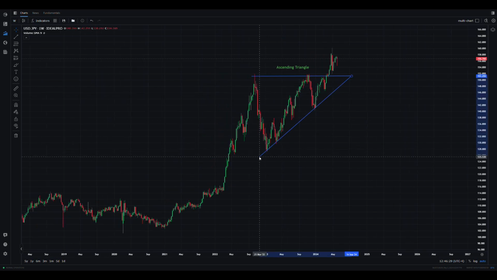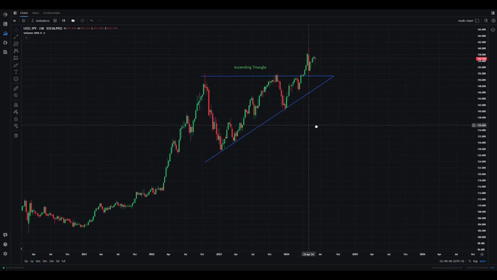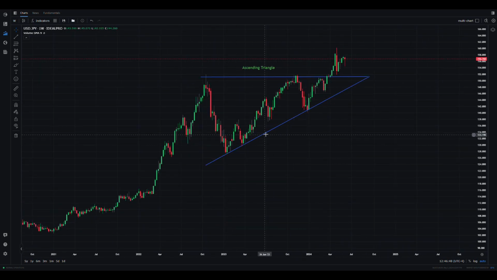The horizontal resistance line represents a price level at which selling pressure historically prevents the price from rising further. Each time the price approaches this level, sellers tend to enter the market, creating resistance. The ascending support line, on the other hand, reflects increasing buying interest as the price consistently makes higher lows. This ascending trend line indicates that buyers are becoming more aggressive and willing to step in at higher price levels.